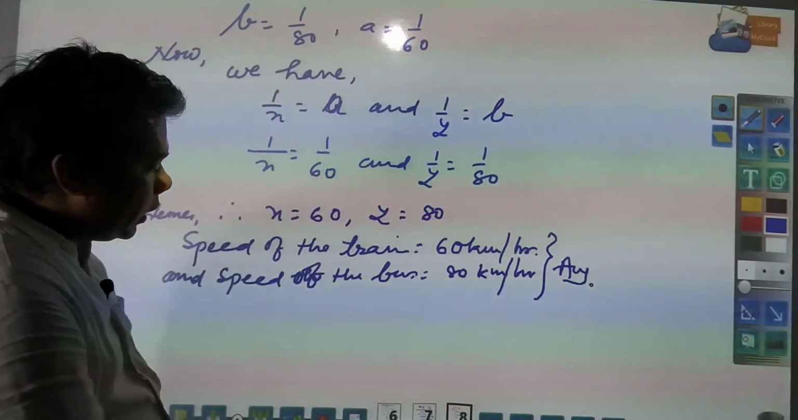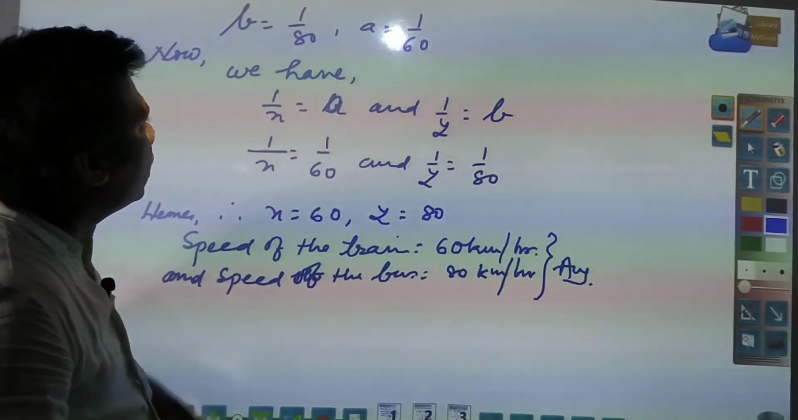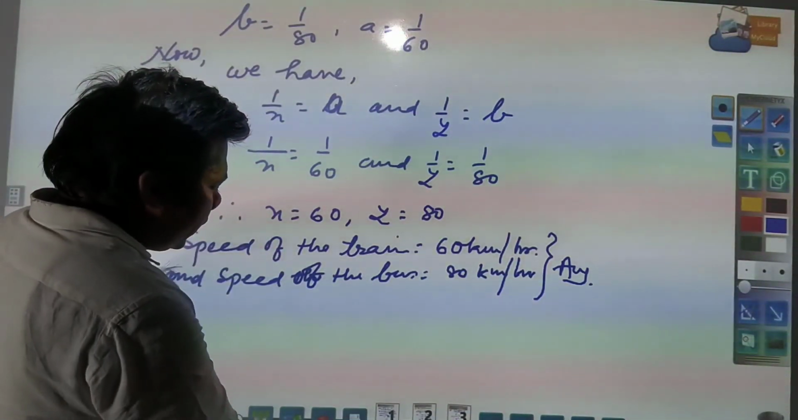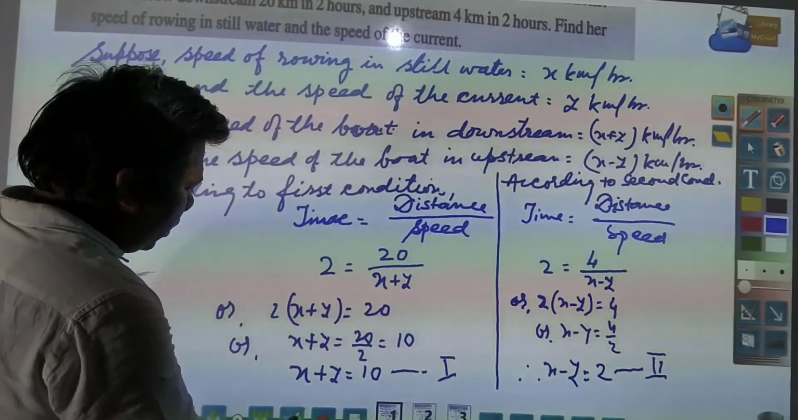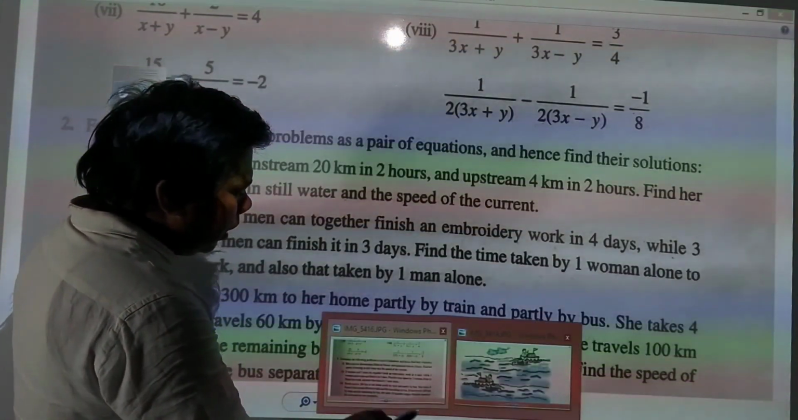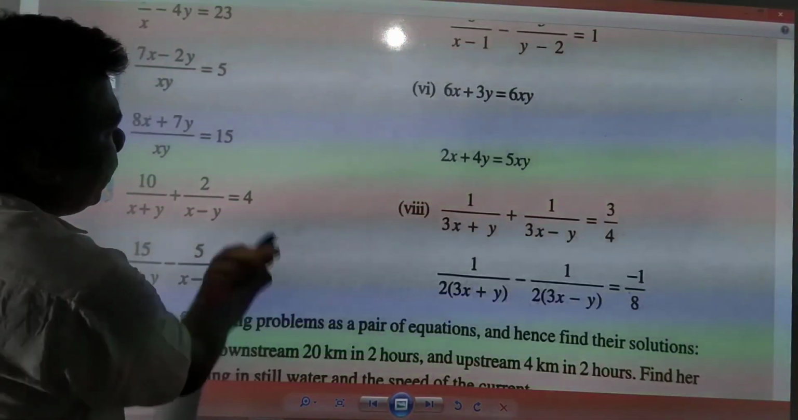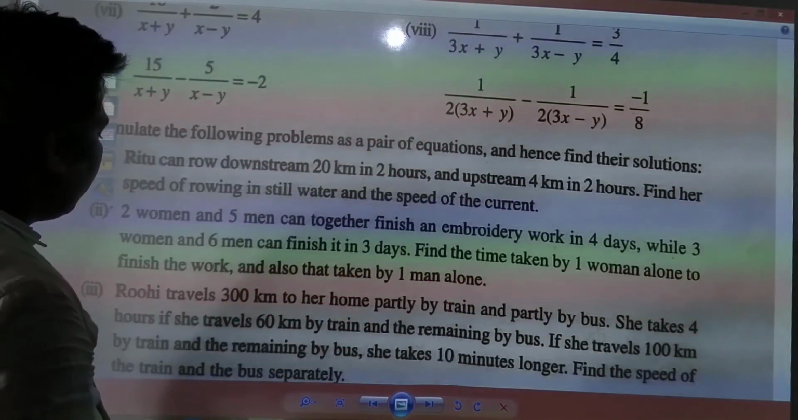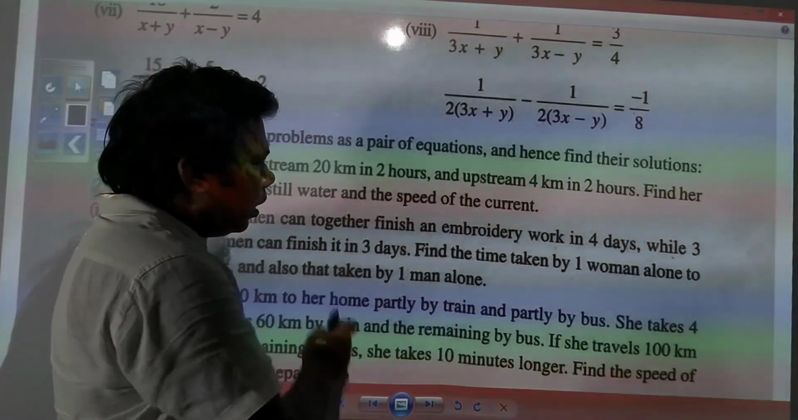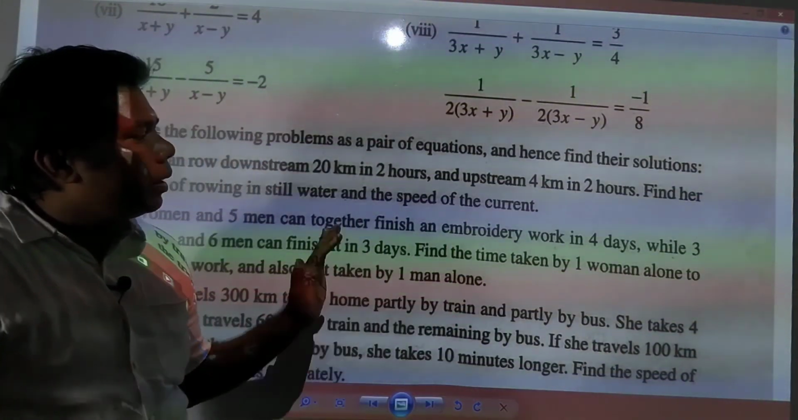So I hope you understood, and in this way we have completed this chapter also, and I hope every question you must have done in your copy, because most of the questions, especially word problems, all the questions have been solved. Definitely you have completed them in your notebook.